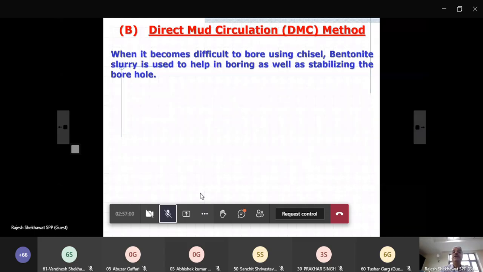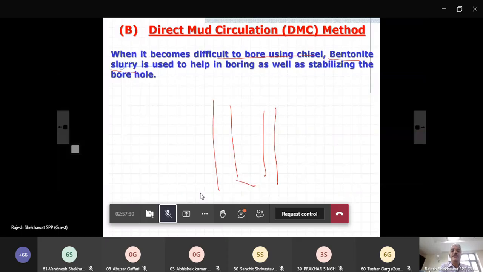Because of 2-3 reasons. Number one, when it becomes difficult to bore using a chisel, your time required is very high, your ground strata is very firm, then you use what is known as bentonite slurry. This does two functions. Bentonite is a type of thixotropic clay. Its particle size is very, very small, that is one. So it is also known as drilling fluid or cutting fluid. In the bore, when your chisel is coming and hitting here, the small particles of this bentonite slurry act as a lubricant and help in cutting the surface, that is one.